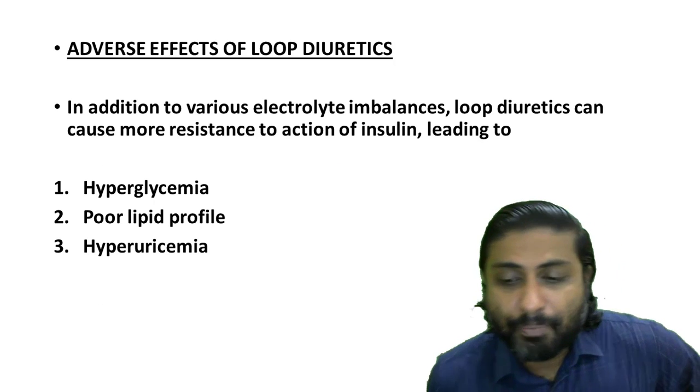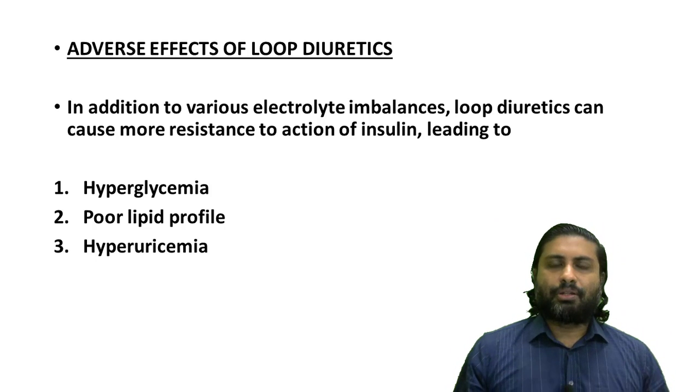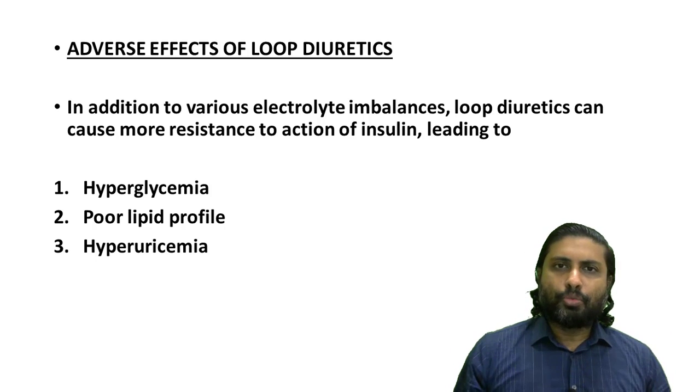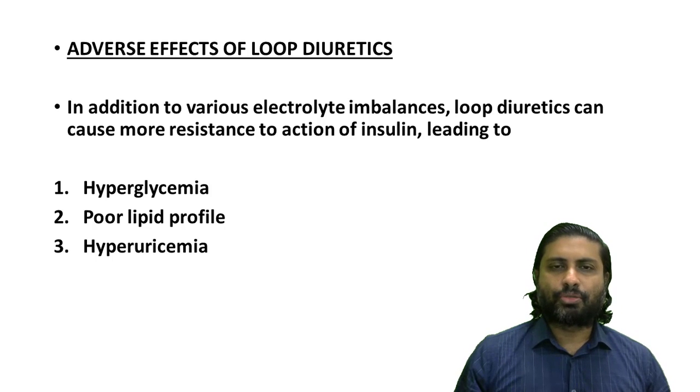Now, in addition to the many electrolyte imbalances that loop diuretics can produce, loop diuretics, when administered chronically, can increase the resistance to the action of insulin, and therefore these drugs have been implicated in situations such as hyperglycemia, dyslipidemia, and hyperuricemia. All these are conditions which are closely associated with increased insulin resistance.